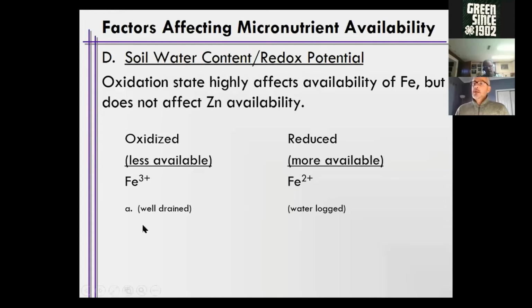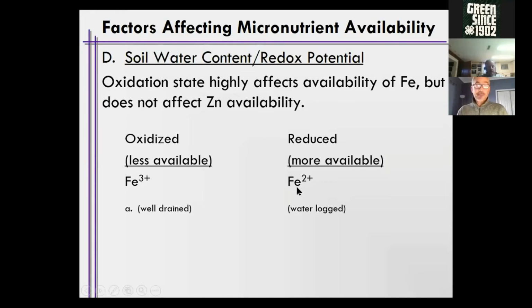Okay, so under oxidized conditions, letter A over here, these are well-drained soils. These are most of our arable soils, if not all of our arable soils in Colorado. And in our soils in Colorado that are well-drained, well-aerated, we typically, in fact, more often than not, find iron 3 present. This is relatively less available than iron plus 2. When soils are waterlogged for prolonged periods of time, 7 to 10 days, roughly at a minimum, this iron 3 is converted to iron 2. And iron 2 is more available.